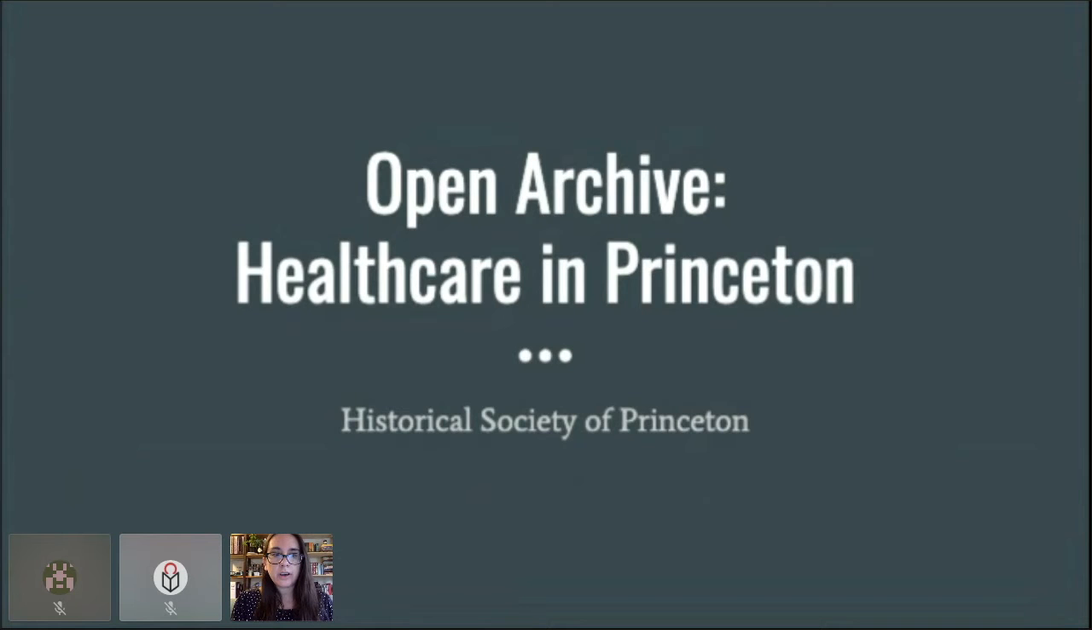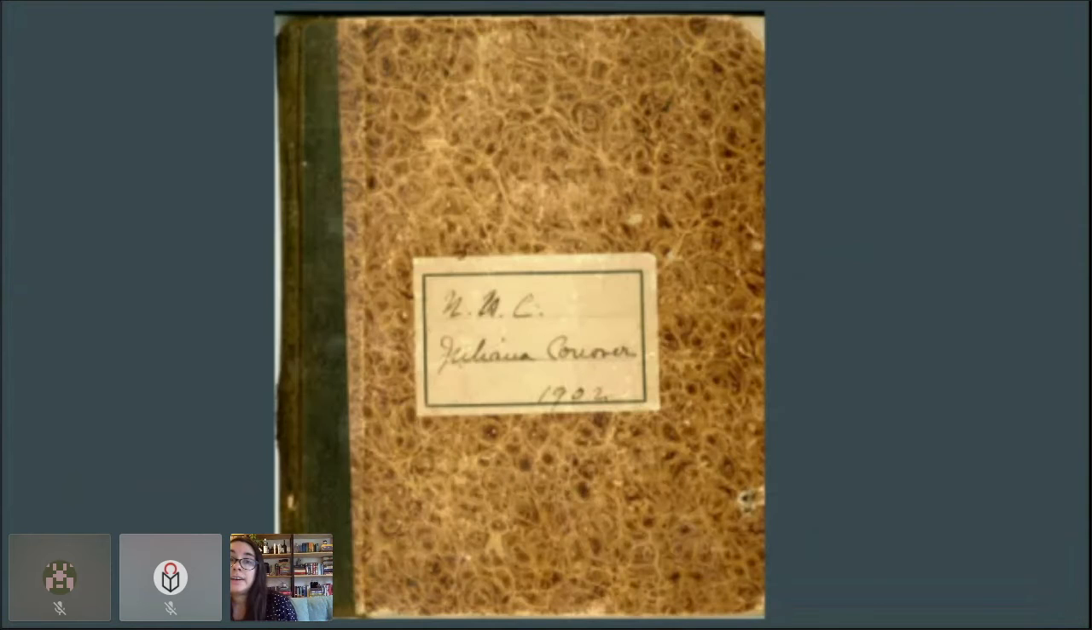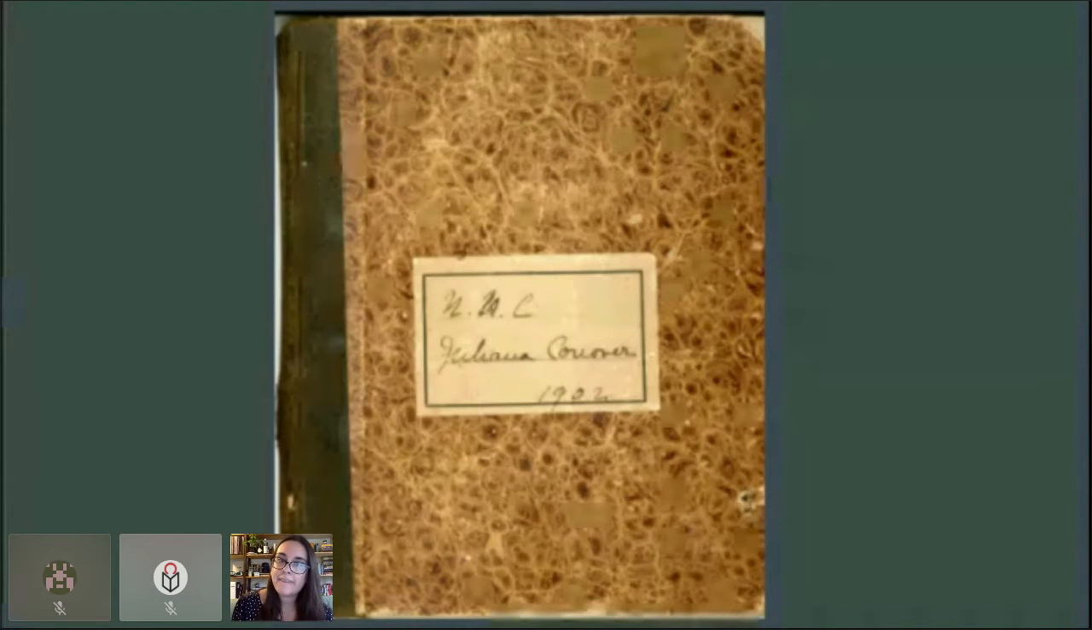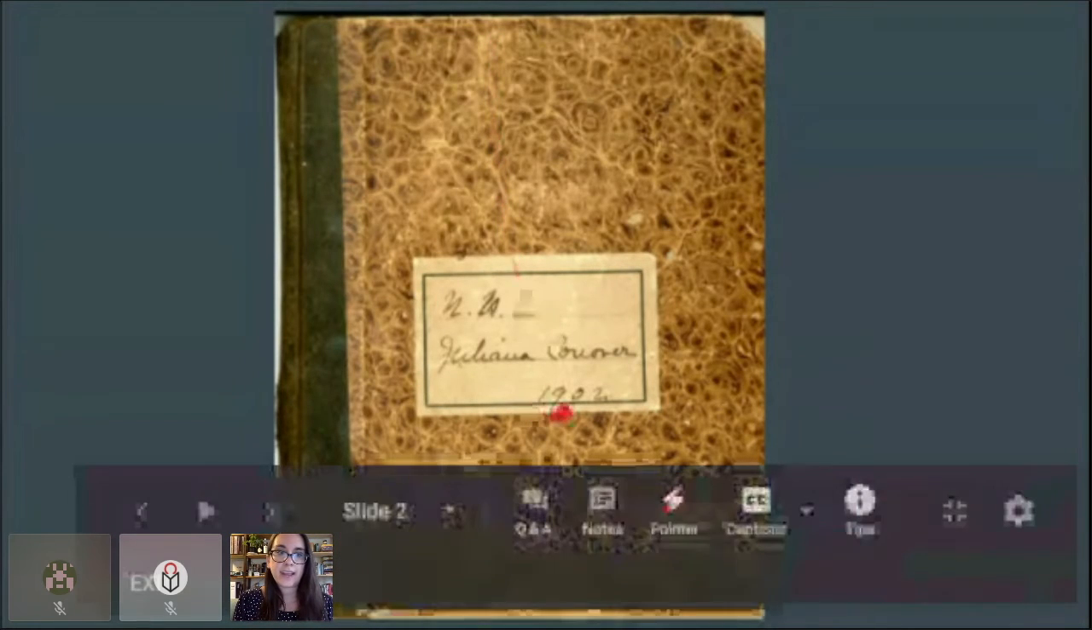So, first up, we have this notebook from Juliana Conover, who was chairman of Princeton's Neighborhood Nurse Committee from 1902 through at least 1915. I'm not quite certain about her end date, but you can see how it's from 1902 there.